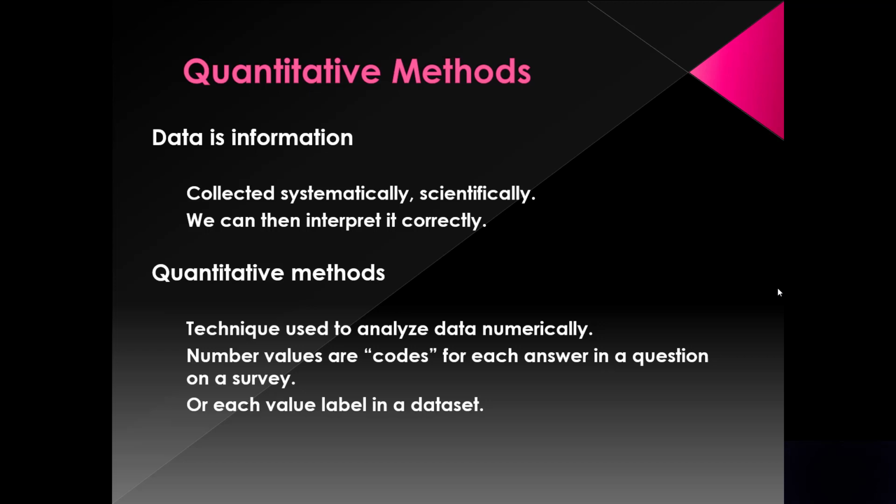The number values are codes for each answer in a question on a survey, or each value label in a data set. Answers are in questionnaires. Value labels are in data sets. They're the same thing though.